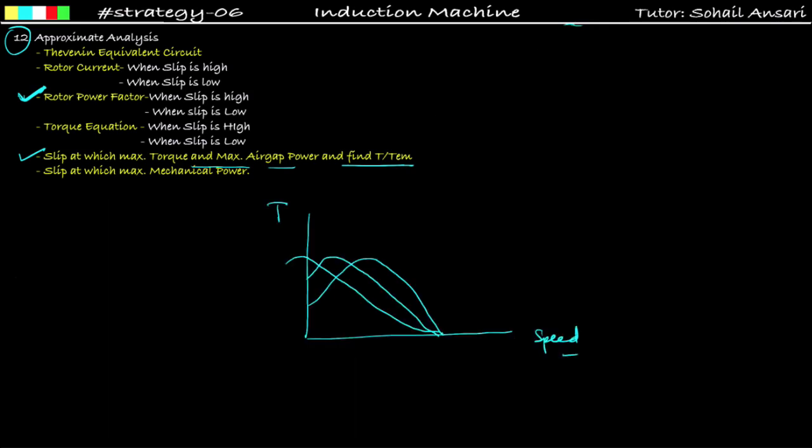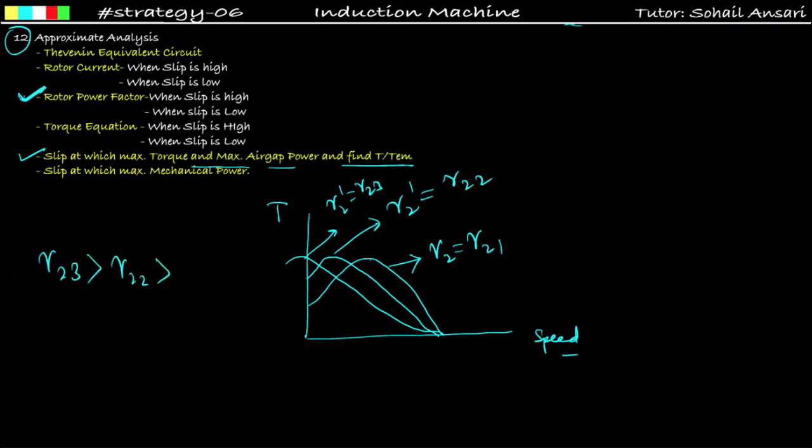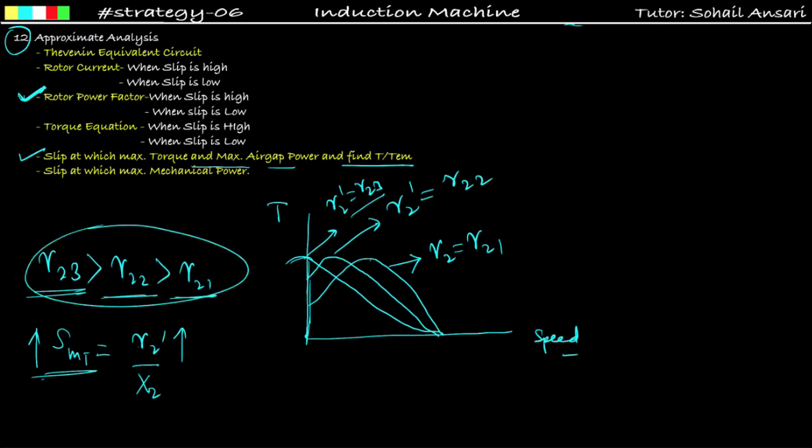Now see, this is the torque speed characteristics, or you can say torque slip characteristics. I am saying that this torque slip characteristic is found at R2 dash equal to R21, this one at R2 dash equal to R22, and this one at R2 dash equal to R23. Now you have to see the relation between R21, R22 and R23. Definitely R23 will be greater than R22, which will be greater than R21, because we are getting maximum torque at higher slip. SMT is nothing but R2 dash upon X2. So if I have to increase the slip, then I have to increase this rotor resistance. So at maximum slip, the rotor resistance is R23. So R23 is greater than R22, which is greater than R21. This is also very important, you should keep it in mind.